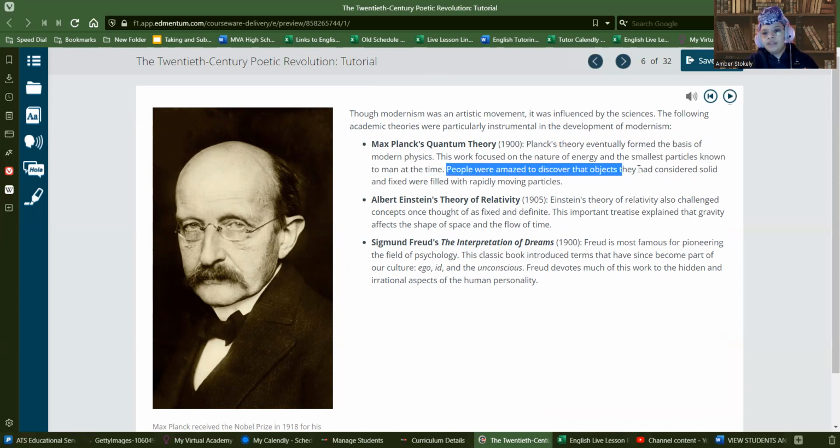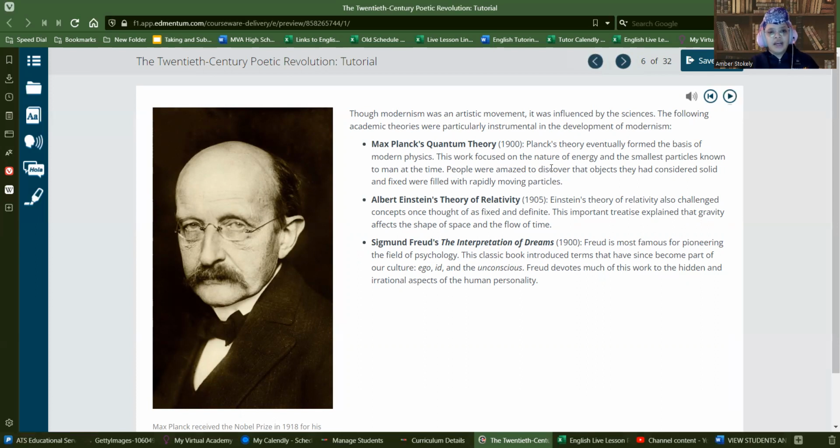And people were amazed to discover that objects that they thought were solid and fixed were actually rapidly moving particles. So they were basically realizing that everything is made out of atoms, neutrons, protons, that kind of thing, and that they were just very tightly packed together and moving in such a small way and at such a quick speed that we're not able to perceive it personally.